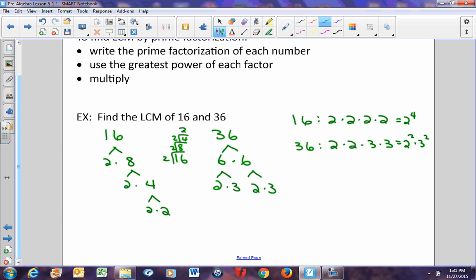To find the least common multiple using prime factorization, you use the greatest power of each factor. The greatest power of 2 is 2 to the 4th, and the greatest power of 3 is 3 to the 2nd. So the least common multiple of 16 and 36 is 2 to the 4th times 3 to the 2nd. 2 to the 4th is 16, and 3 to the 2nd is 9. And 16 times 9 is 144. Prime factorization works really well when the numbers are big like this, because listing the multiples would take quite a while before we got to 144.